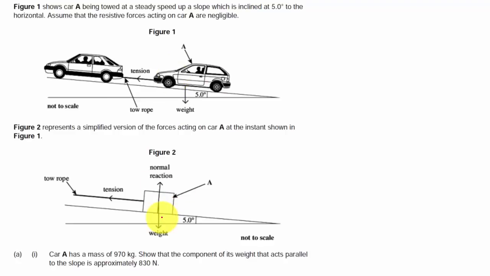It says car A has a mass of 970 kilograms. Show that the component of its weight that acts parallel to the slope is approximately 830 newtons. So this diagram is kind of helpful, but it's a bit too small for me to really see what I'm doing, so I'm going to just draw a bigger one. So exaggerate it, that's your 5 degrees. Just make it a bit bigger.